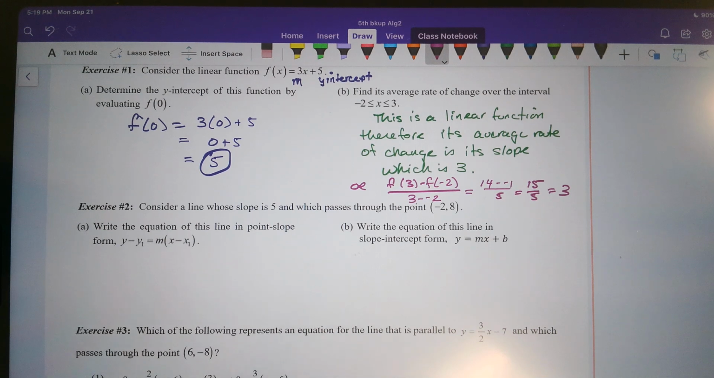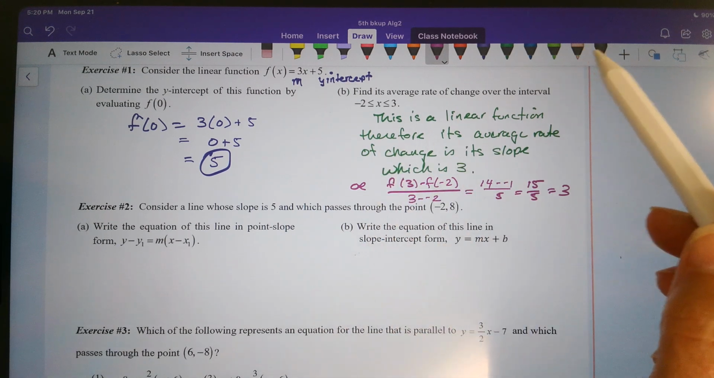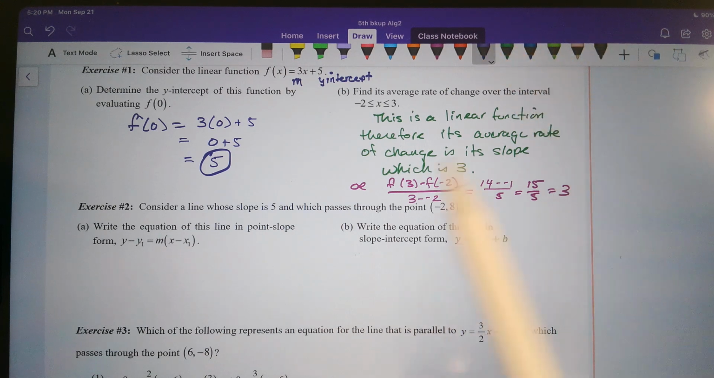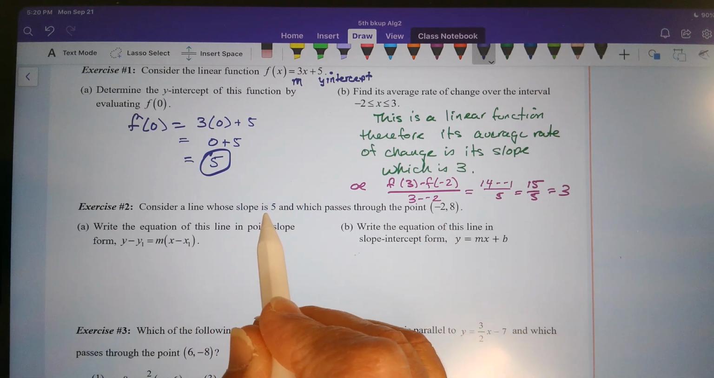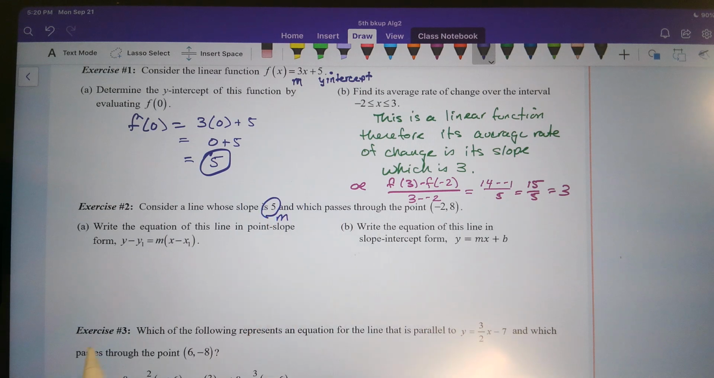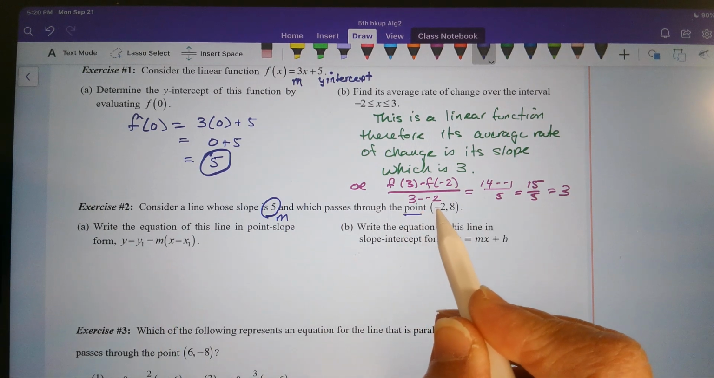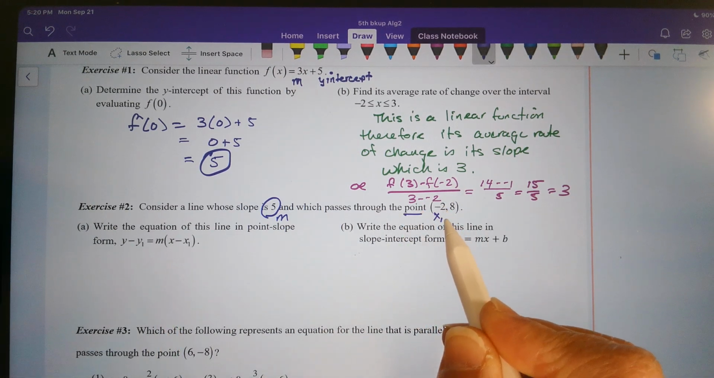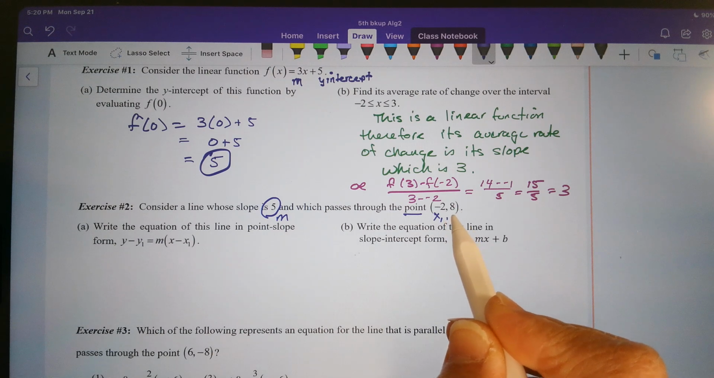Exercise 2, consider a line whose slope is 5, and which passes through the point negative 2, 8. Write the equation of this line in point-slope form. Okay, so this is our m. 5 is the slope, so that is substituted in for m. And we have the point. So the negative 2 is our x sub 1, and 8 is our y sub 1.